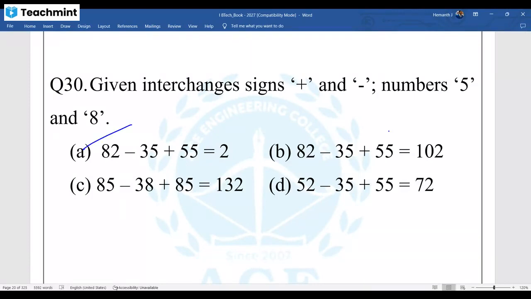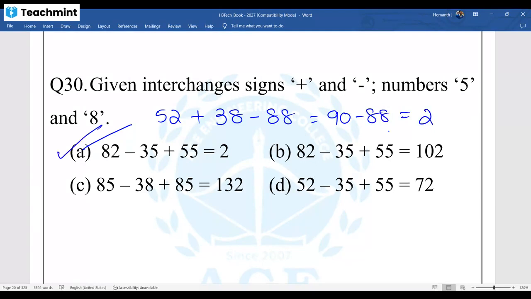If you try option A, 52 plus 38 minus, 52 plus 38 is 90. We got 2. Option A itself is correct. Wherever 8 is, put 5, wherever 5 is, put 8, plus as minus, minus as plus, perform, we got 2, satisfying the right side value. Option A is suitable. As mathematical operations are involved, they call it mathematical coding. Addition, subtraction, mathematical operations, we give the name mathematical coding.